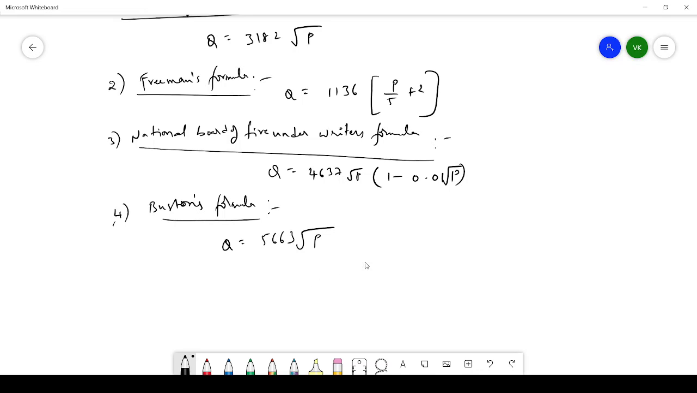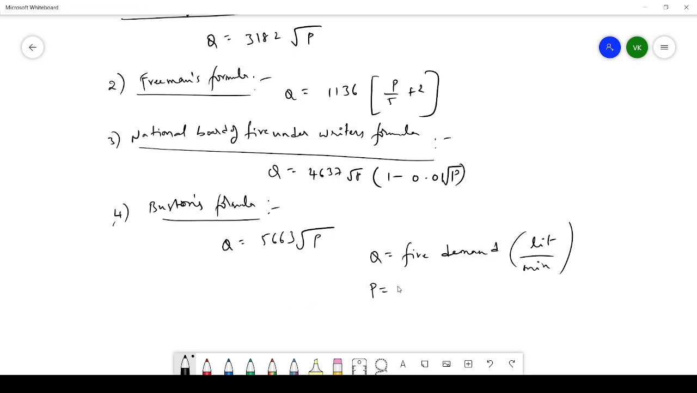In all 4 formulae, Q is equal to fire demand in terms of liters per minute. The unit for Q here is liters per minute. All these 4 formulae are empirical formulae. So when an empirical formula comes, you have to remember the units. You cannot substitute the values in your own units. You have to substitute in the given format, liters per minute.